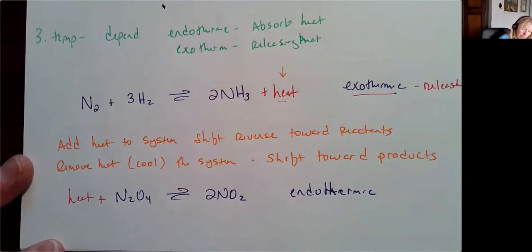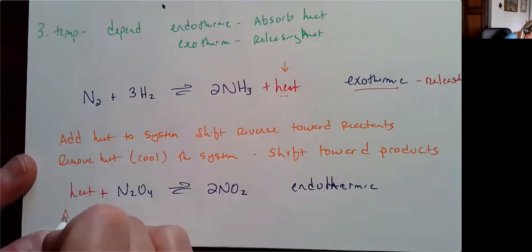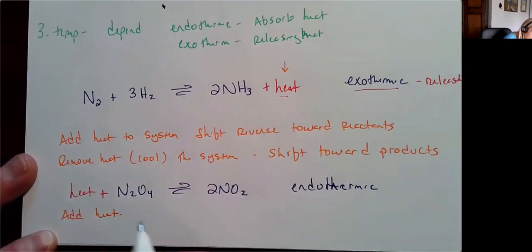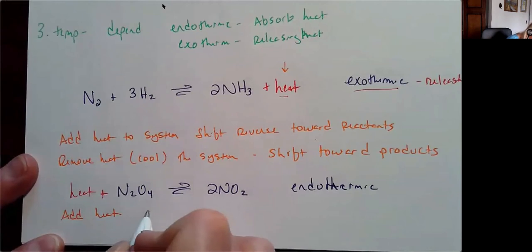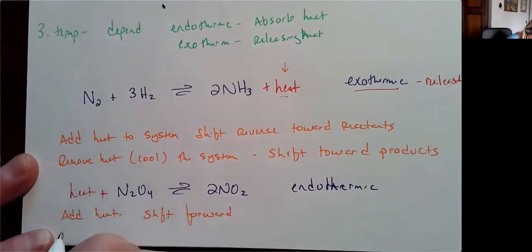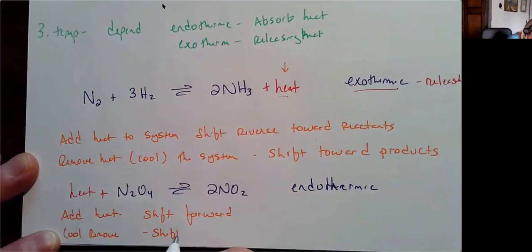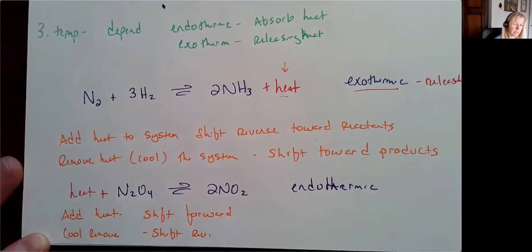So now when I add heat, it's going to have a different effect. If I add heat, it's going to shift it to the side that's going to be lower in temperature. So I'm going to shift it forward. I'm going to add heat, I'm going to shift forward. If I cool or remove heat, I'm going to shift it in reverse. So it has the opposite effect.